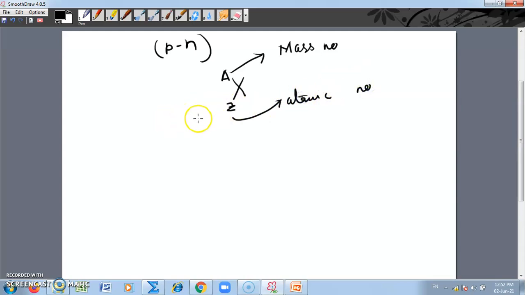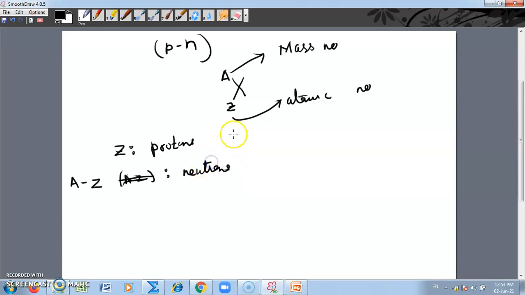And the nucleus obviously contains Z protons and A minus Z neutrons. See, this is looking very bad. It should be A minus Z neutrons. So this is the picture as of now.